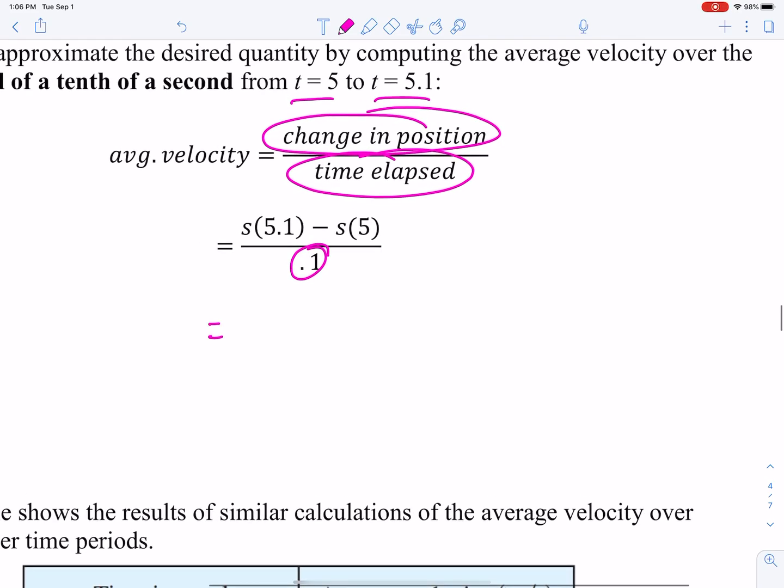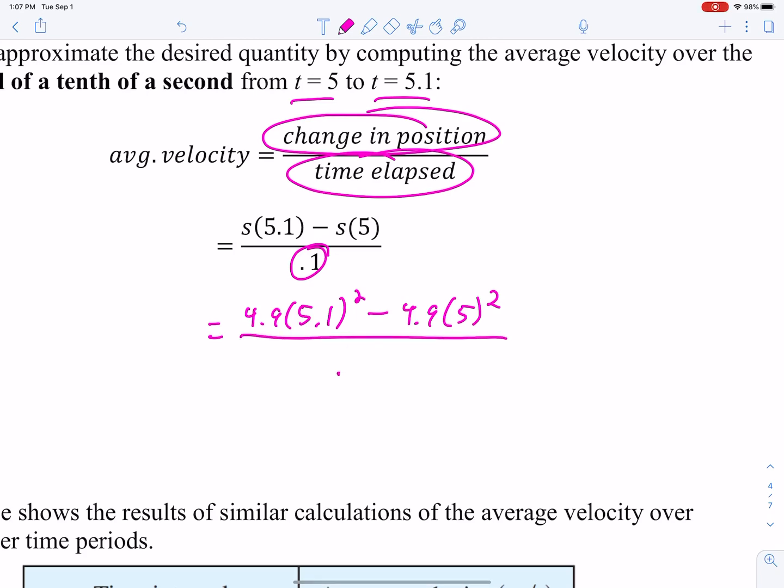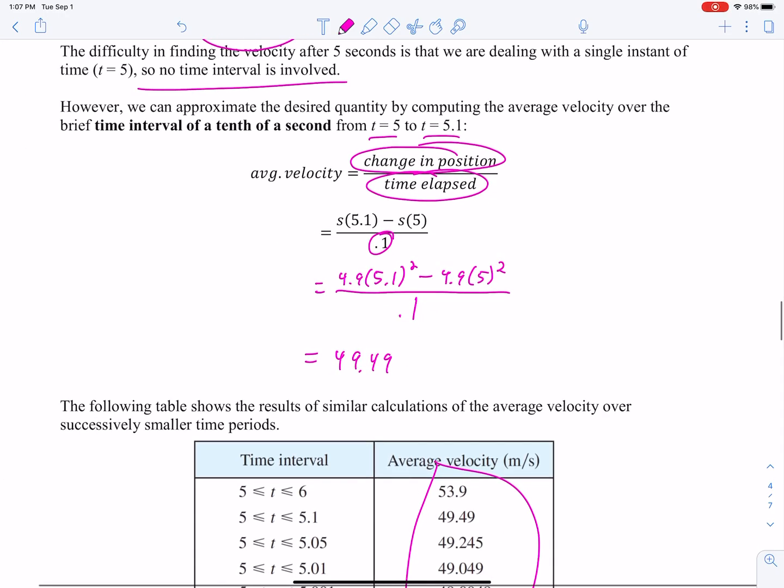So let's see. S of 5.1 is 4.9 times 5.1 squared, minus S of 5, which is 4.9 times 5 squared, over that time elapsed of 0.1. Plug and chug, and you'll see you're going to get something like 49.49. And there's your slope, there's your average velocity, same thing.